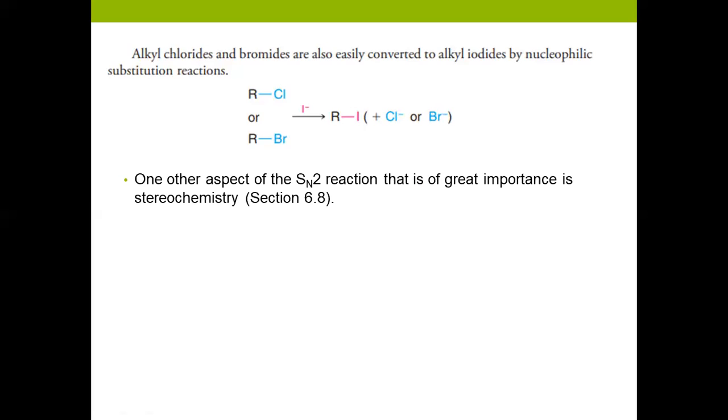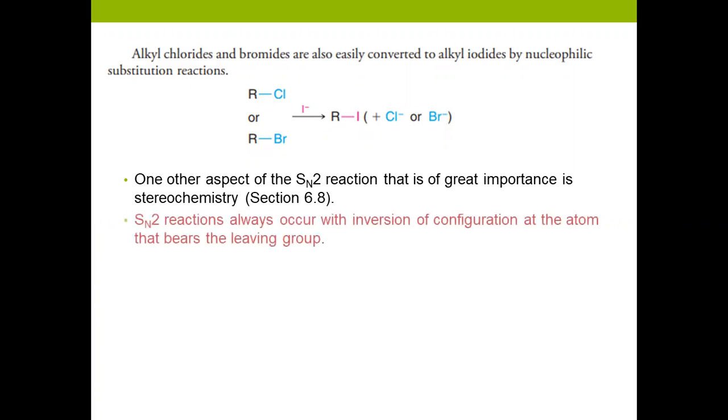Another aspect of the SN2 reaction that is of great importance is the stereochemistry. Remember that in an SN2 reaction there is an alteration in the stereochemistry from the initial reactant, since it is always a backside attack. With respect to the leaving group, there will be an inversion of configuration in the product. So SN2, as I mentioned, will always have an inversion of configuration at the atom that bears the leaving group.